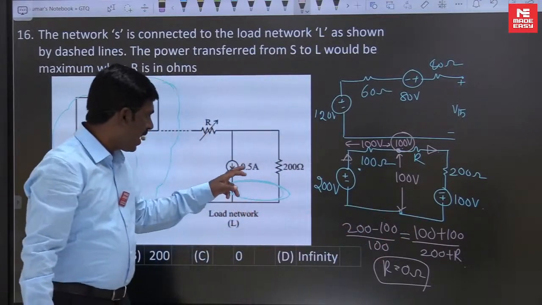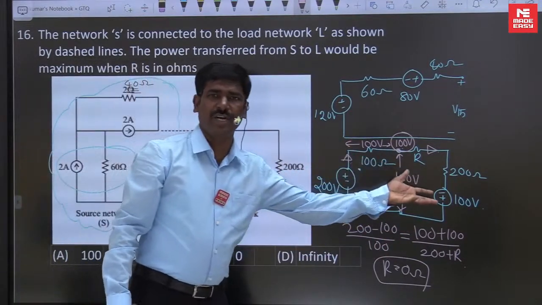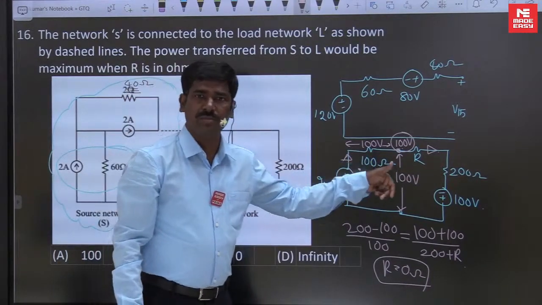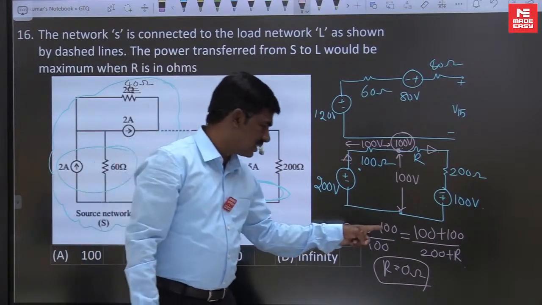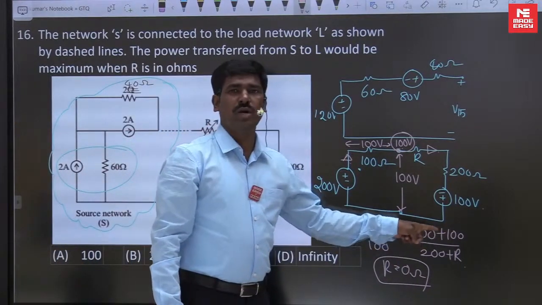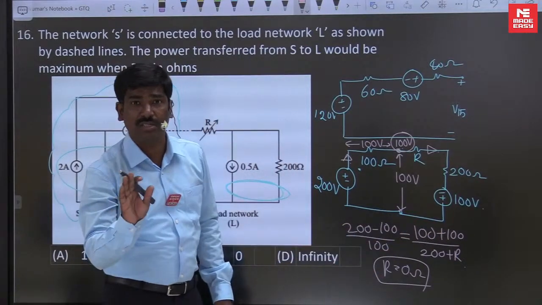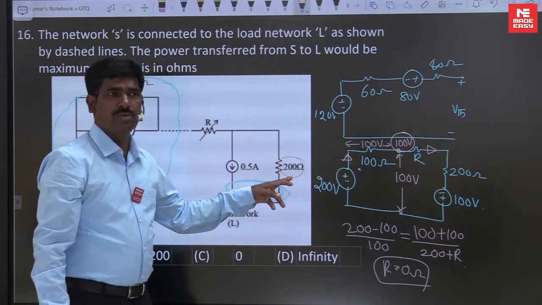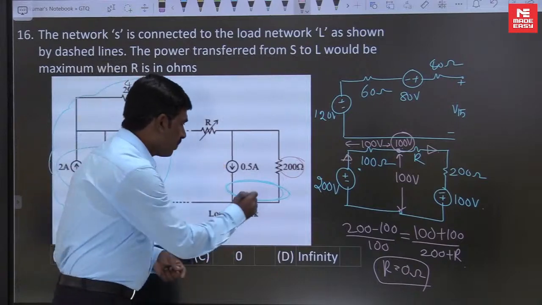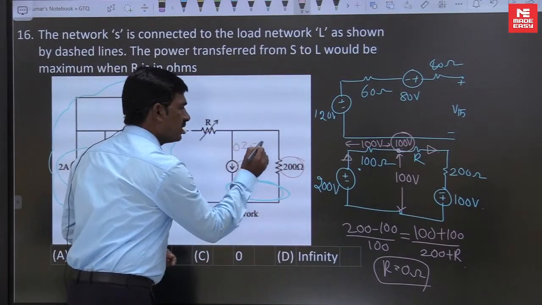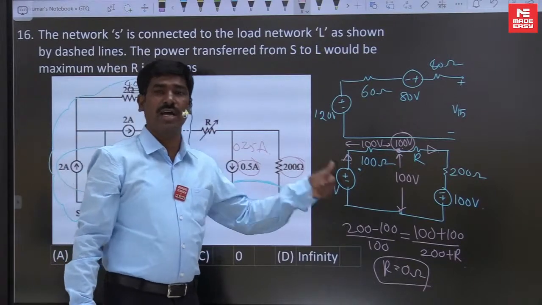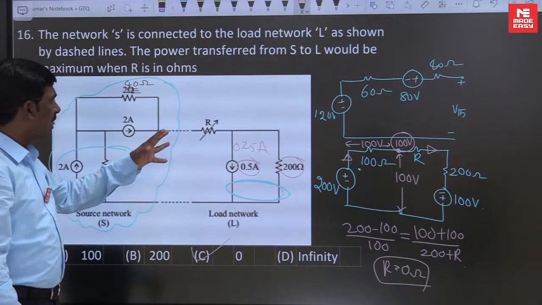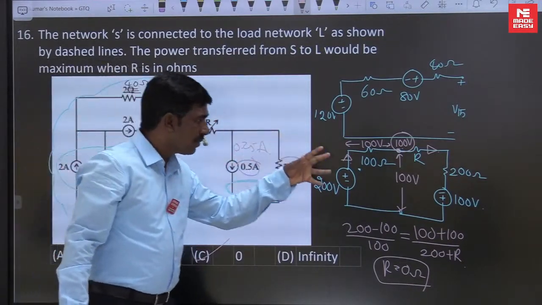Suppose you change the 0.5 ampere to 1 ampere, then it is different. Suppose 0.5 becomes 0.25, the R value will be something else. But in this case, here is 1 ampere, 200 plus R is equal to 200. You get R equal to 0 ohms. In all cases R equal to 0 ohms does not hold. If you change the 200 ohms to suppose 100 ohms, then it is different. If you change 0.5 to 0.25, then different. But in this case, R equal to 0 ohms is the correct answer. Okay, you should not directly say R equal to 0 ohms; do it after this working.